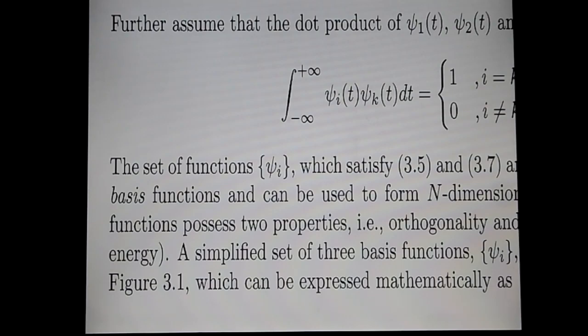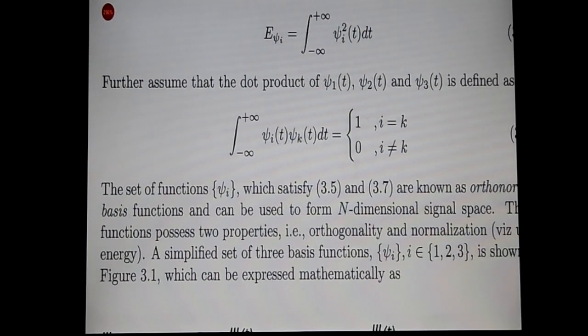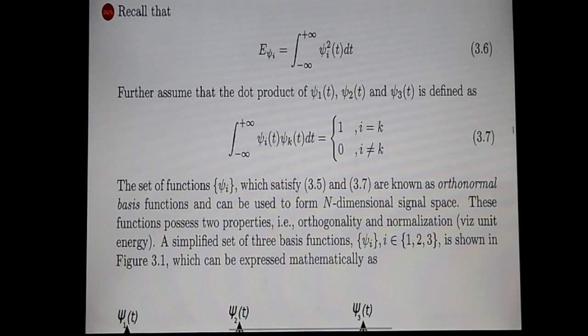So the set of functions which satisfy equation 3.5 and 3.7 are known as orthonormal basis functions. Now here the term orthonormal basis functions is used. Why? Orthonormal means this set of functions, psi 1 of t, psi 2 of t, psi 3 of t, are orthogonal as well as normalized. Their energy is normalized to 1. So we say orthonormal. And you can see, these are time functions.